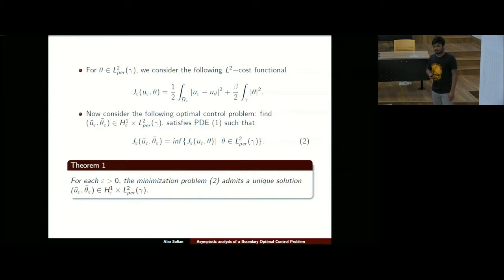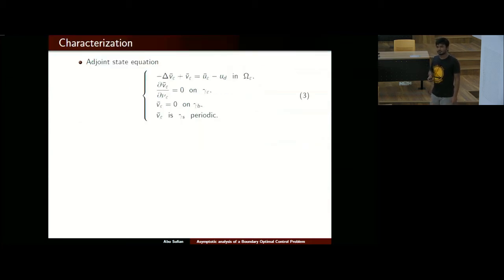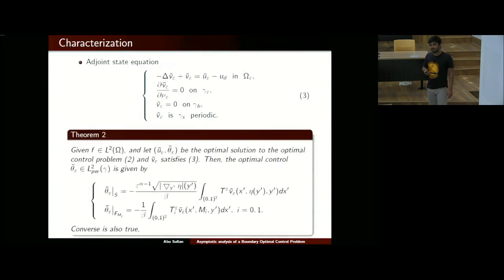Okay. So to do this, we introduce the adjoint state. Corresponding to this optimal control problem, this will be our adjoint state. That is, minus Laplace V epsilon plus V epsilon bar is equal to E epsilon bar minus UD in omega epsilon. And this is the Neumann zero condition, and this is the zero condition and periodic condition. Using this adjoint state, we can characterize our optimal control at each epsilon stage.